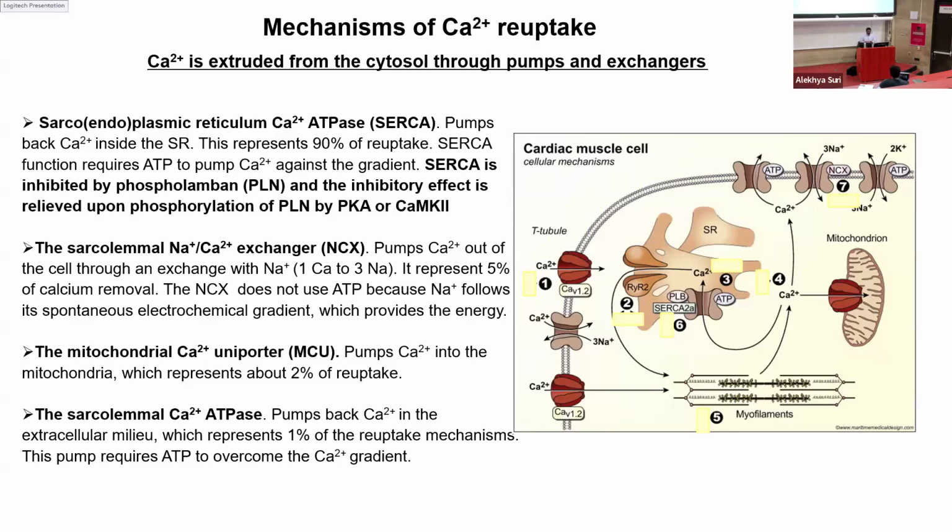And the calcium is removed from the cytoplasm by four major proteins. The first one is sarcoplasmic reticulum calcium ATPase. I mean, this cartoon basically shows how the calcium is cycled inside the cell during muscle contraction and relaxation. So once the action potential develops, the calcium enters and it stimulates the calcium release through the ryanodine receptor. And then this calcium goes and binds to troponin T and then stimulates muscle contraction.